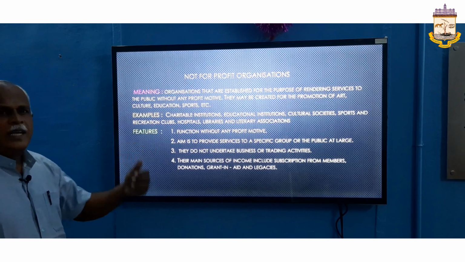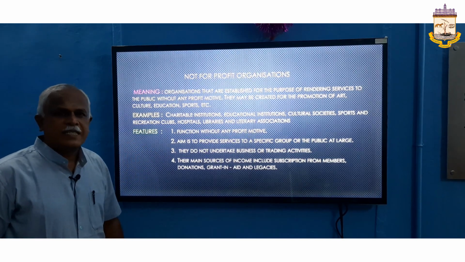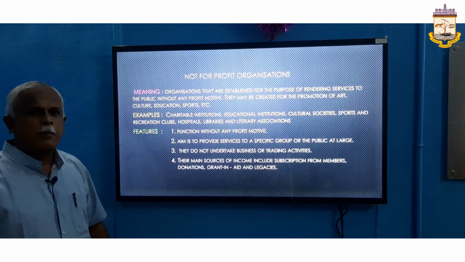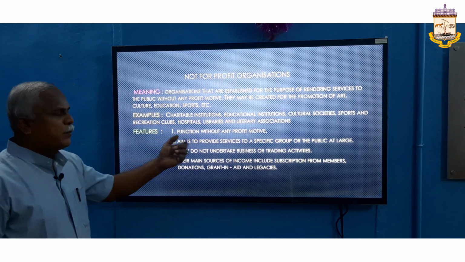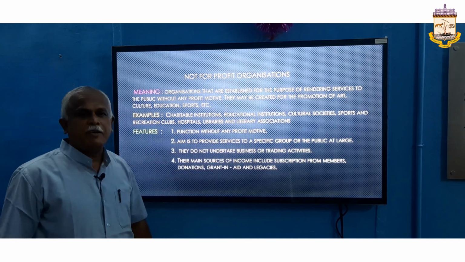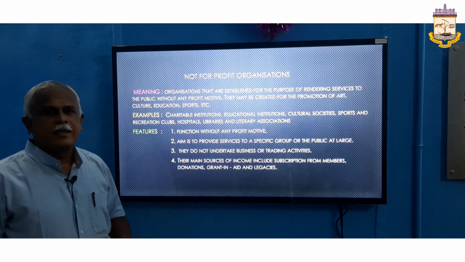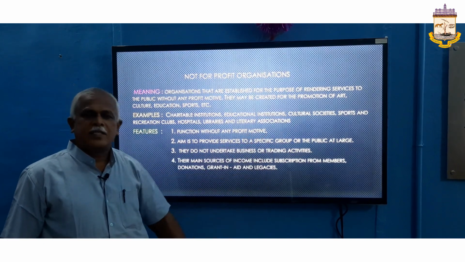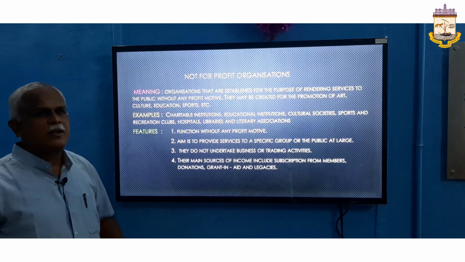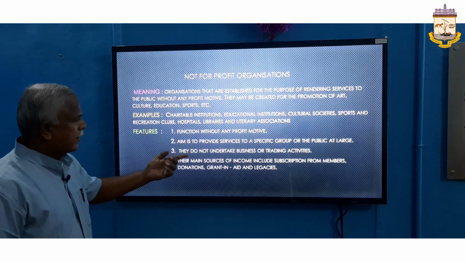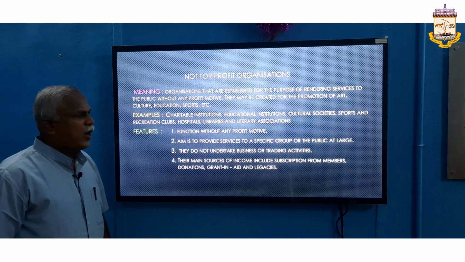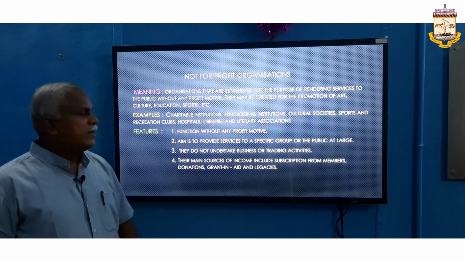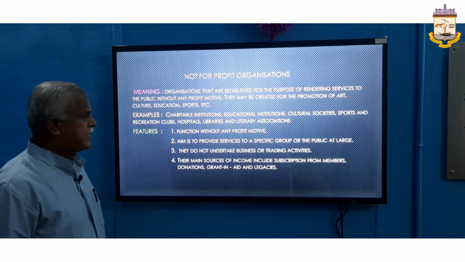And what are the characteristics of such institutions? They function without any profit motive. Important: they aim to provide services to a specific group, that is the members of that particular organization, or the public at large. Anybody in the public can make use of its services. They do not undertake business or trading activities. They don't buy or sell any goods, but they do offer services.